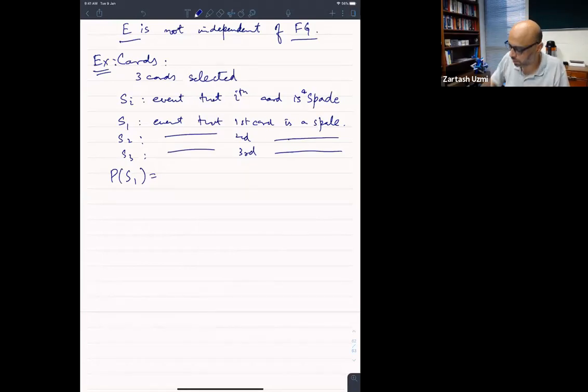In the chat window, 13 out of 52. Great. Okay. So what is the probability of S2? How many people can find this out? Yes or no? How many people can find this out?